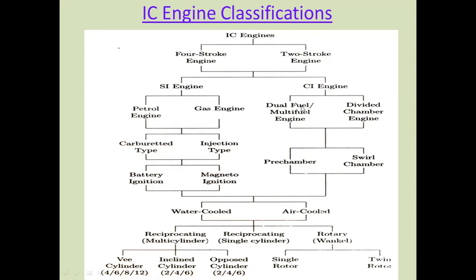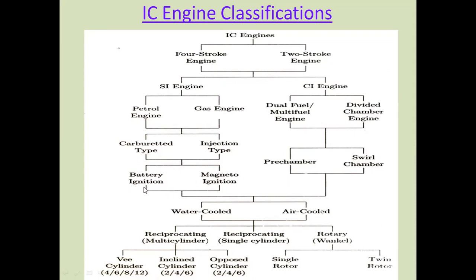But the CI engine can be operated in dual fuel mode and also as a multi-fuel engine. We can also divide the chamber in this engine. In the SI engine, we ignite the molecules. What is the purpose of igniting the molecules? We operate the spark plug with high voltage, because the battery operates from 6 volts to 12 volts, but at the spark plug we get 20,000 to 30,000 volts.